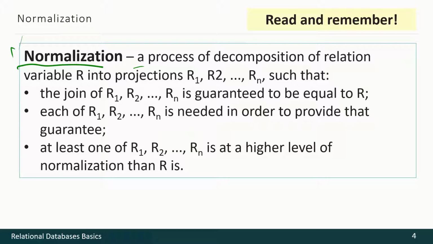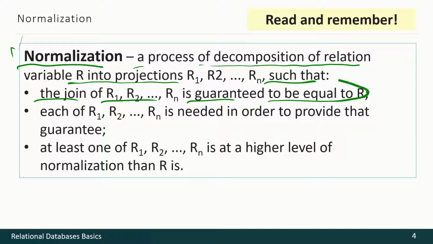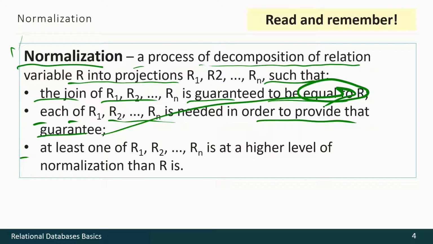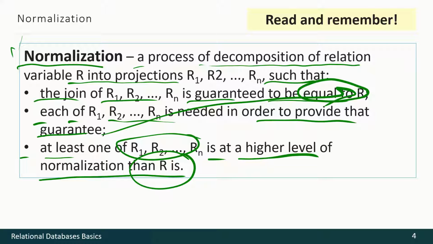Normalization is a process of decomposition of a relation into projections, such that the join of those projections is guaranteed to be equal to the initial relation. Then, each of those projections is needed in order to provide that initial relation. And at least one of those projections is at a higher level of normalization than the initial relation is. We shall discuss normal forms in the next several videos, but now we shall discuss those normalization requirements.